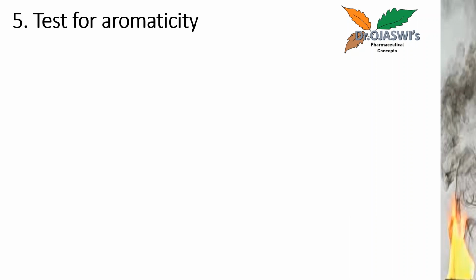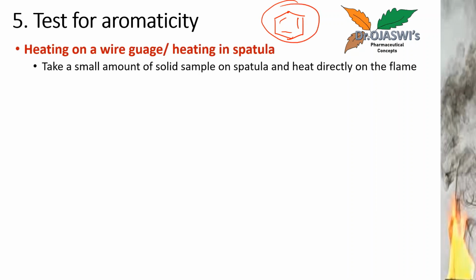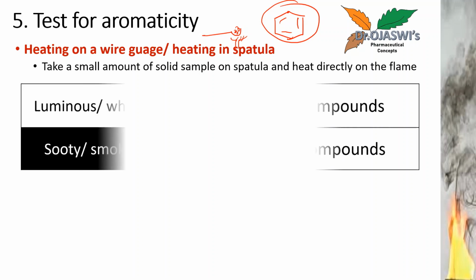The next important test is the test for aromaticity. Aromatic nature means the compound has the benzene ring as the basic moiety. This is done by heating on a wire gauze or heating directly on a spatula. Here we take the solid compound on the spatula, keep the spatula directly on the burner, and observe what is happening. Take a small amount of solid sample on a spatula and heat directly on the flame.